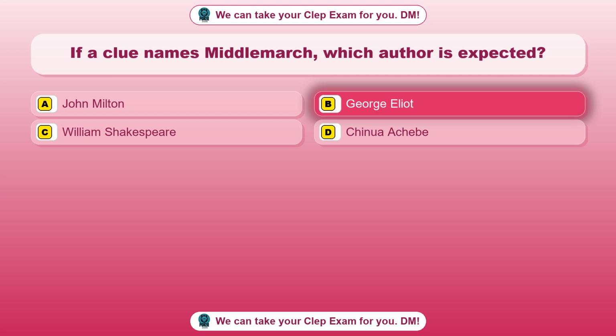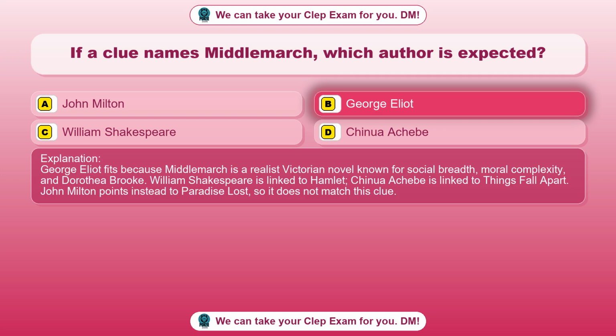George Eliot. George Eliot fits because Middlemarch is a realist Victorian novel known for social breadth, moral complexity, and Dorothea Brooke. William Shakespeare is linked to Hamlet. Chinua Achebe is linked to Things Fall Apart. John Milton points instead to Paradise Lost, so it does not match this clue.